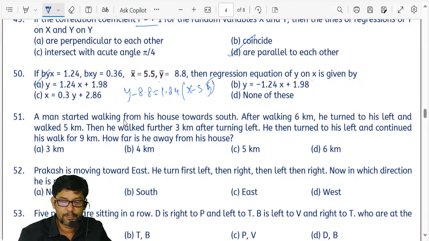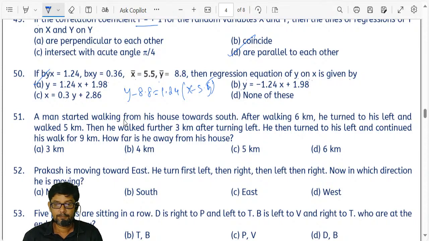I simply mark option A. If you want to check, you check like this. 5.5 into 1.24 plus 8.8. Huh? 15.16. What did you get? Oh, sorry. 1.24 into 5.5 minus 8.8.